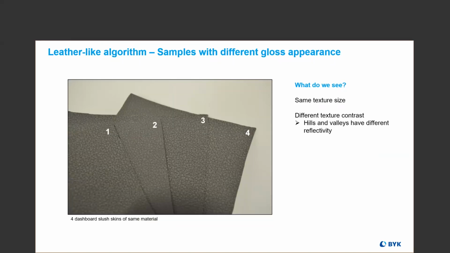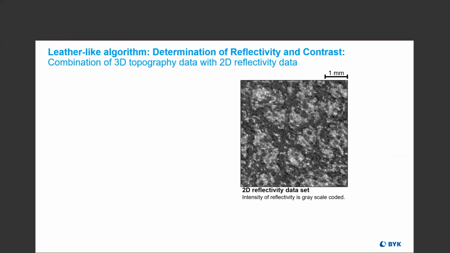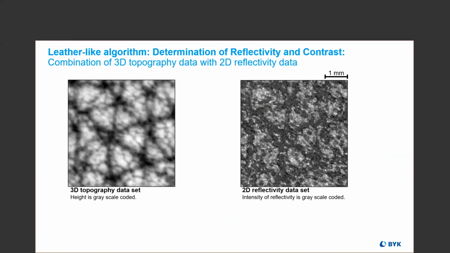So in order to control for this, we need to determine the reflectivity contrast, RC. This type of measurement combines the 3D topography data with the 2D reflectivity data, which we can do because it's the same camera system. The same camera took both sets of pictures. So the pixel by pixel reflectivity data can be overlaid on top of the topography image. So now we can determine the reflectivity of the hills and the reflectivity of the valleys.